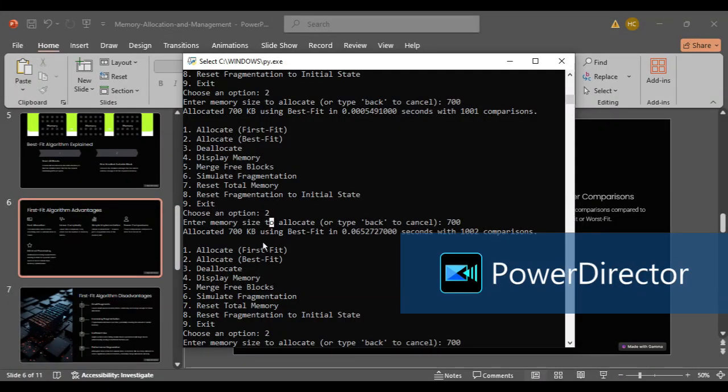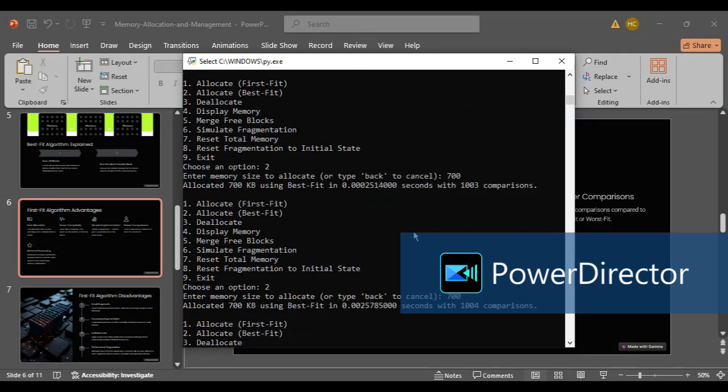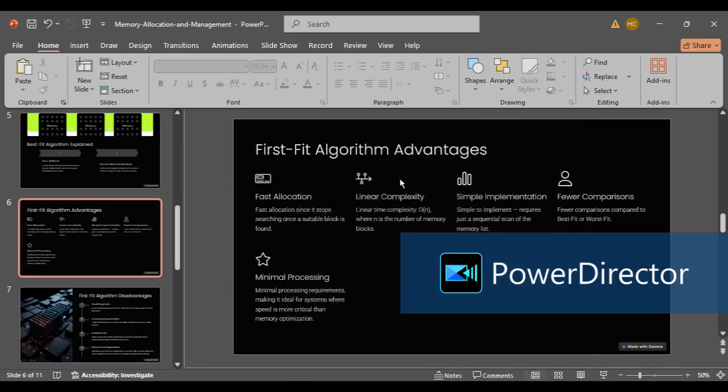We can see that this is clear evidence that the first fit is faster in allocating memory than the best fit. Another advantage is that when it comes to time complexity, it uses a linear time complexity, which is big O of n, where n is the number of blocks it has to scan.